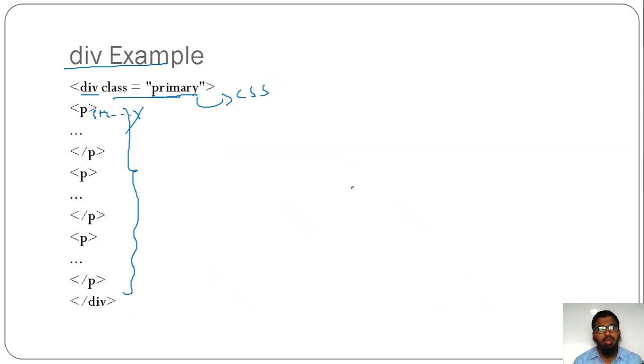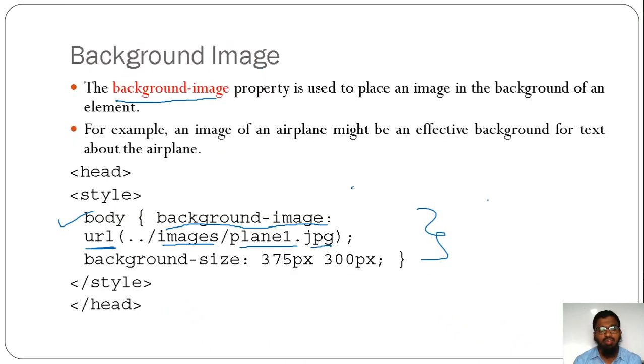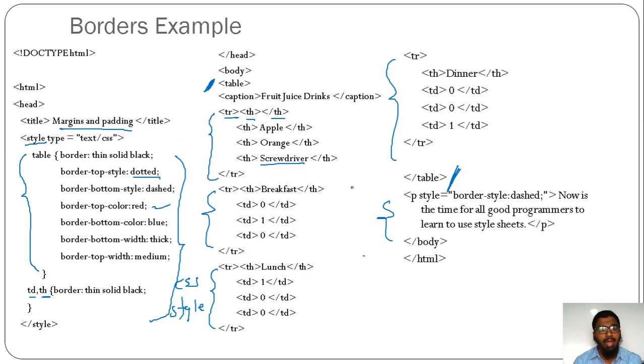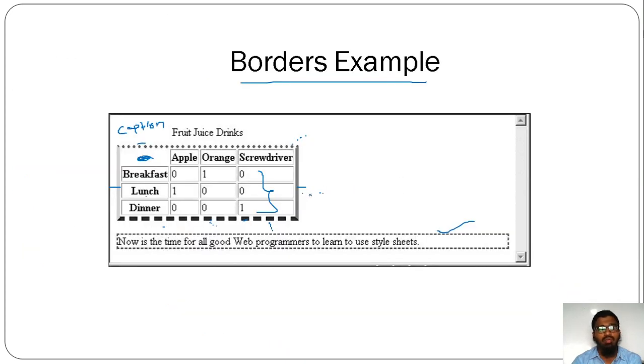So here we saw the positioning, we saw the div, we saw the span, we saw how to add the background image, and we saw the margin, we saw the padding, and we saw the code. In the next class, we are going to see the practical session of all those things, whatever we have learned about CSS.